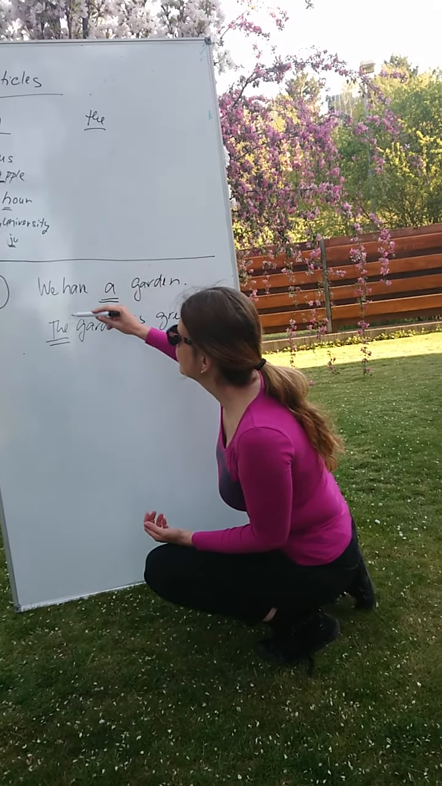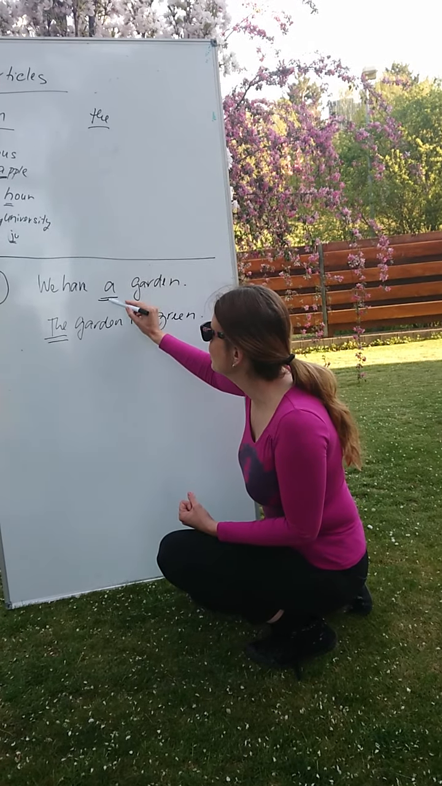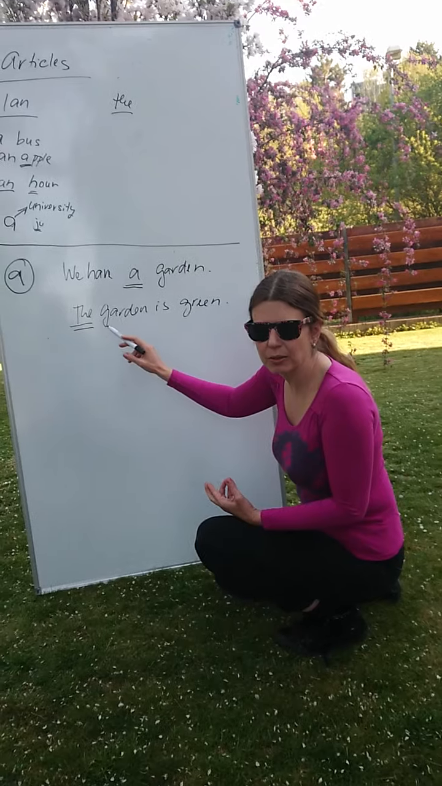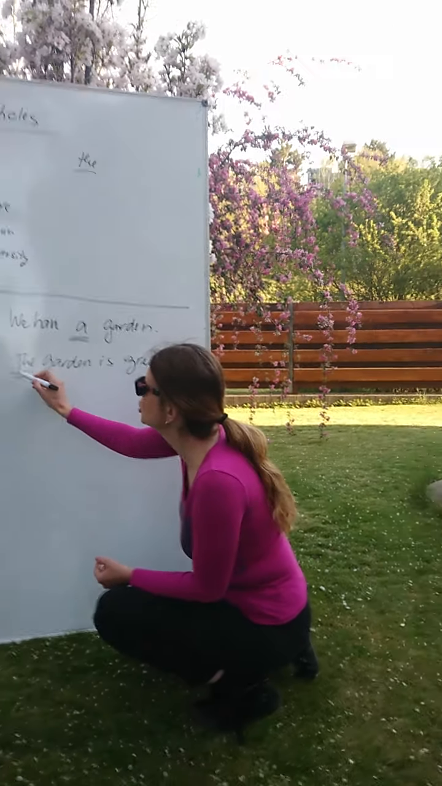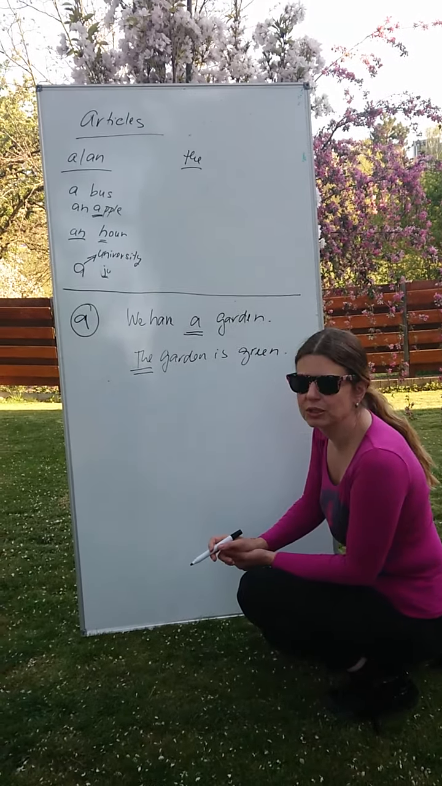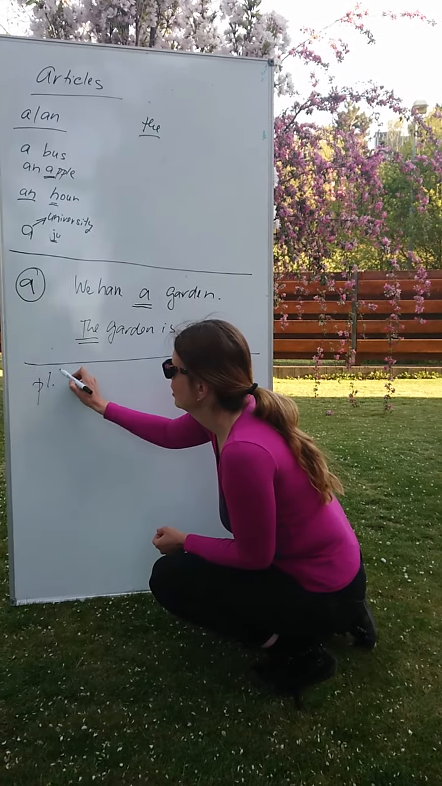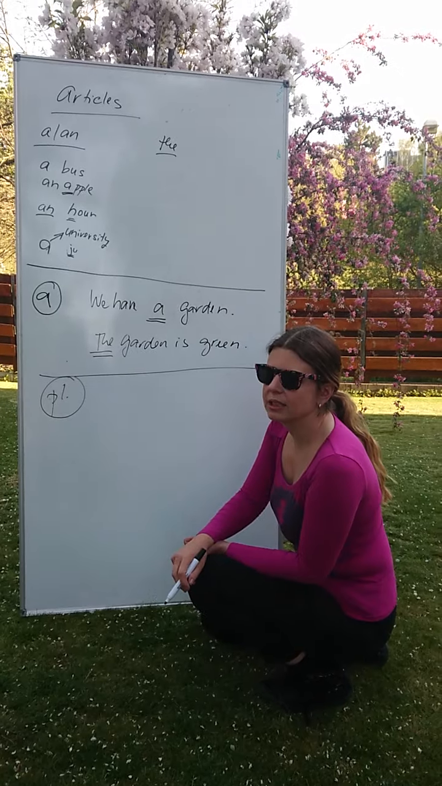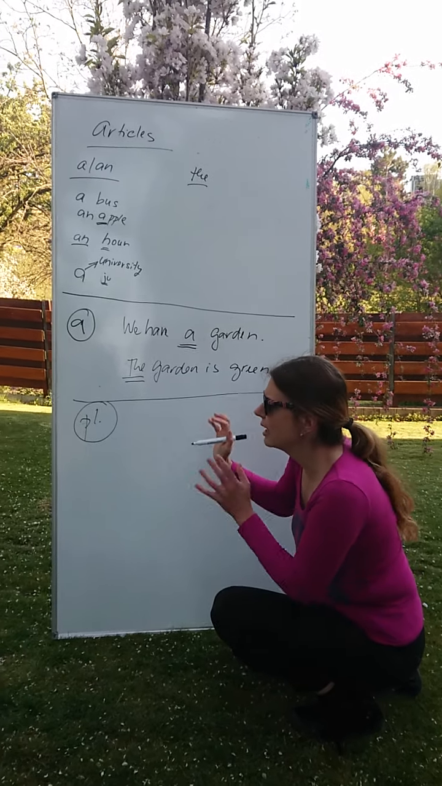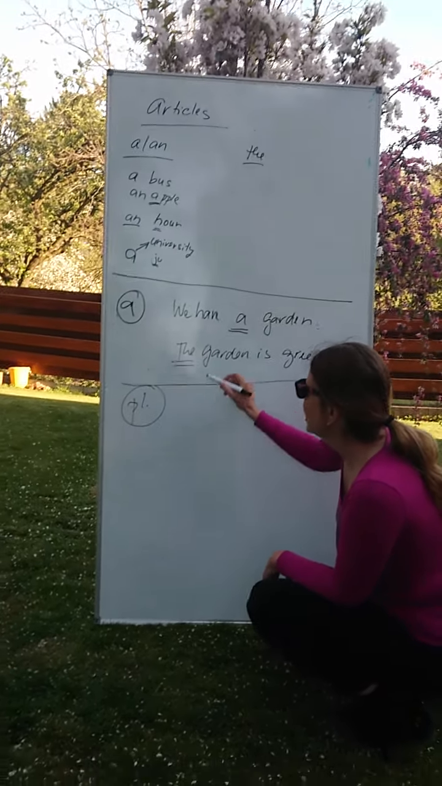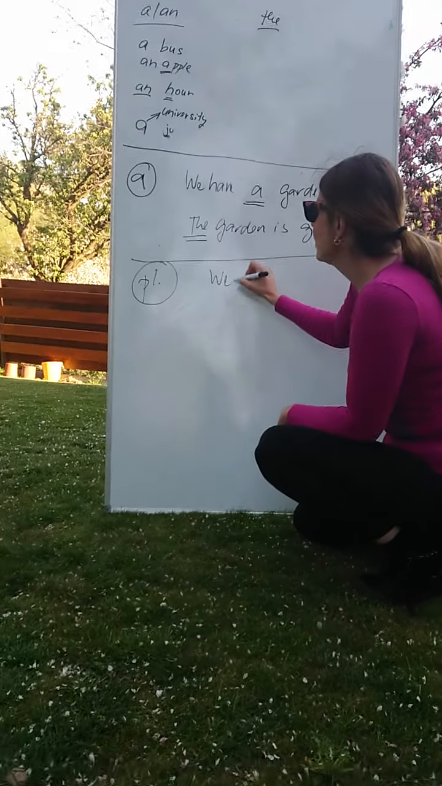So usually when we speak about something for the first time, we just use a. When we speak about it for the second time and we want to stress this out, we would use the. When we have words in plural, the rule would be applied similarly, only with some small differences. For example, we have gardens.